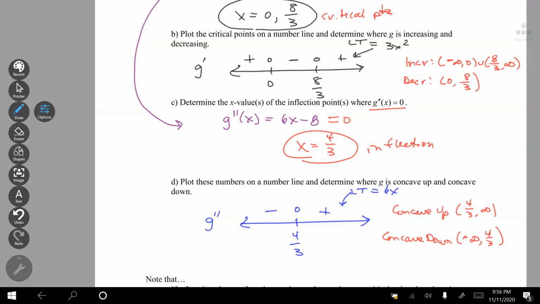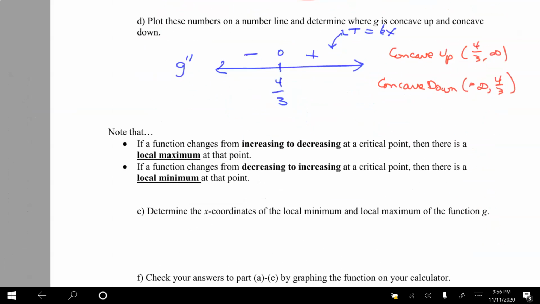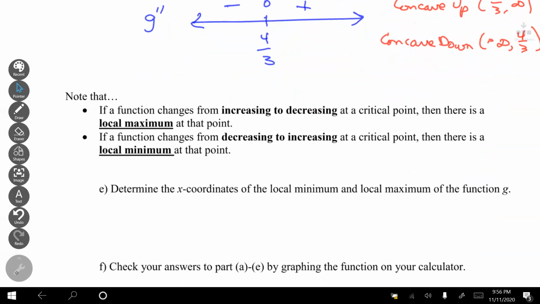So I figured out critical points, increasing, decreasing, inflection point, concave up and concave down. But the other thing I can figure out is which ones are mins and which ones are maxes. So that's what this is talking about here. I can tell that an x value is going to be a min or a max depending on how the slopes are going.